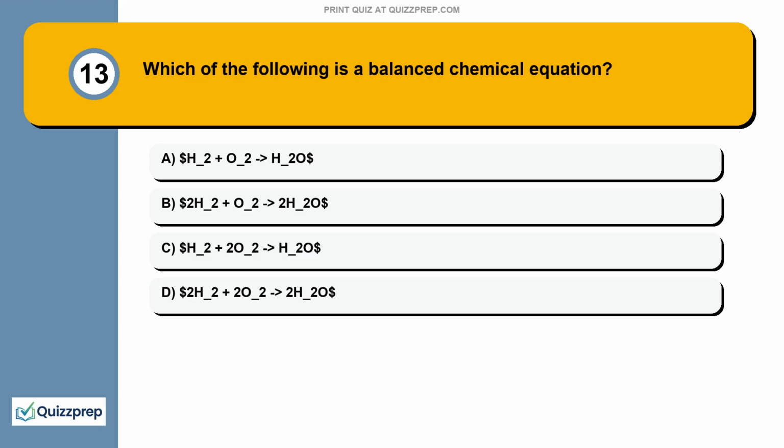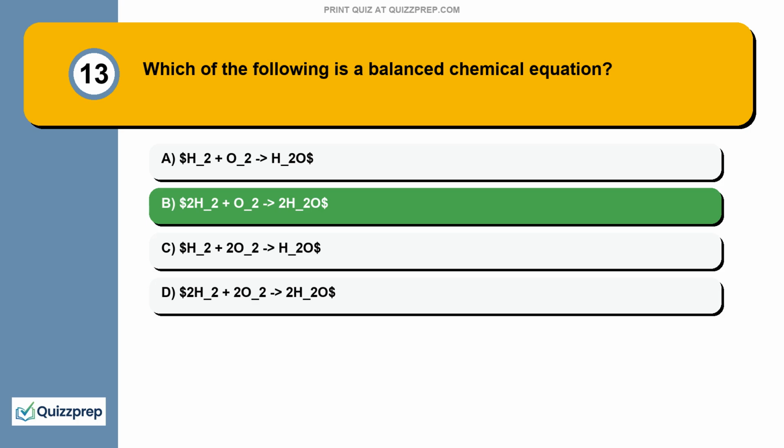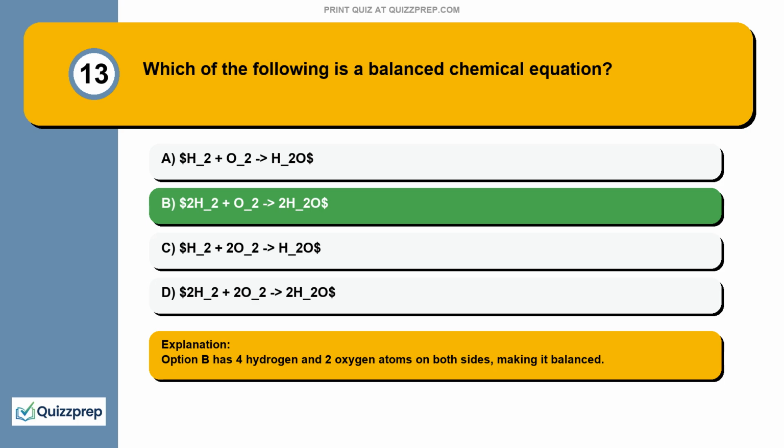Question 13. Which of the following is a balanced chemical equation? H2 plus O2 yields H2O. 2H2 plus O2 yields 2H2O. H2 plus 2O2 yields H2O. 2H2 plus 2O2 yields 2H2O. Option B has 4 hydrogen and 2 oxygen atoms on both sides, making it balanced.